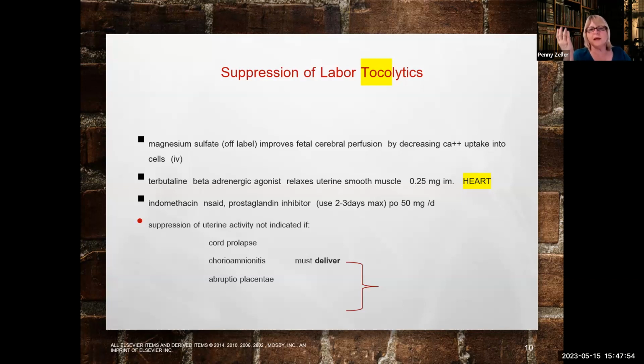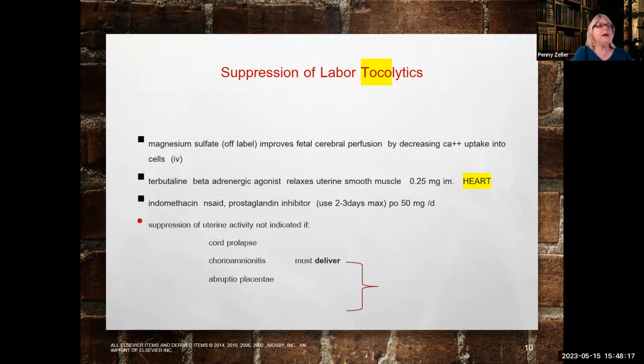It's considered an off-label use, but magnesium does have a little bit of relaxant effect. It's going to make mother feel warm. When you infuse it, it gives mom a funny feeling. She's going to feel warm and tingly, and it does tend to relax her a little bit.